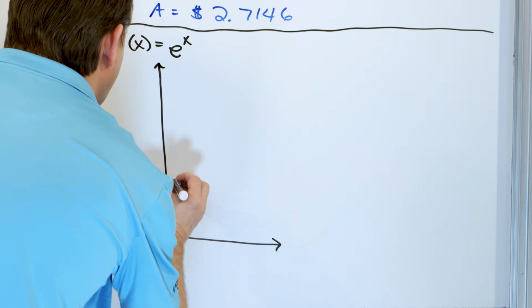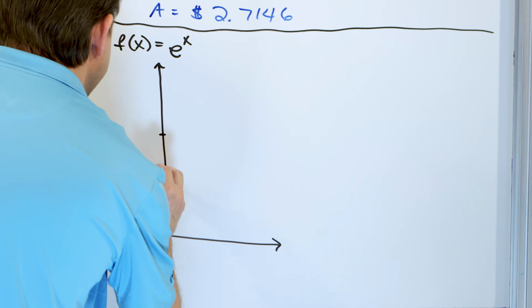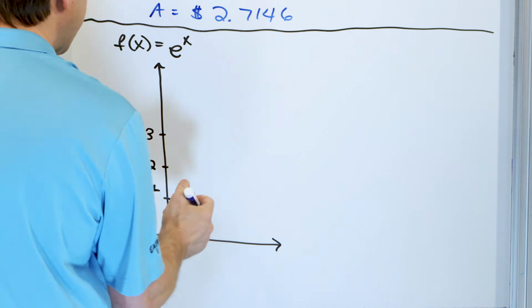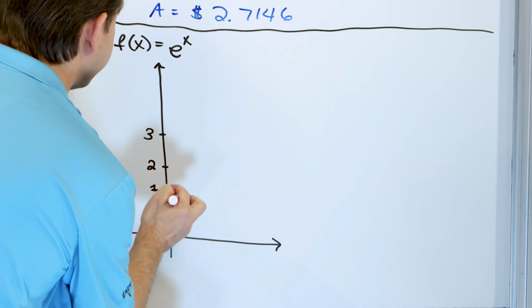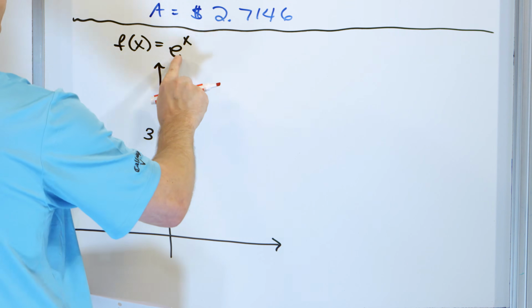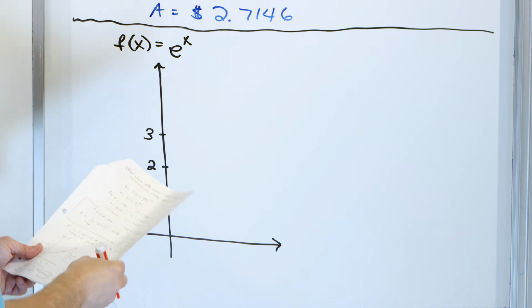But anyway, let's say this is 1, this is 2, and this is 3. We know that this exponential function is going to go, let me use red, through the point (0, 1), because if I put 0 here, e to the 0 is just a number to the 0 power, which is 1, so it's going to go through that point.